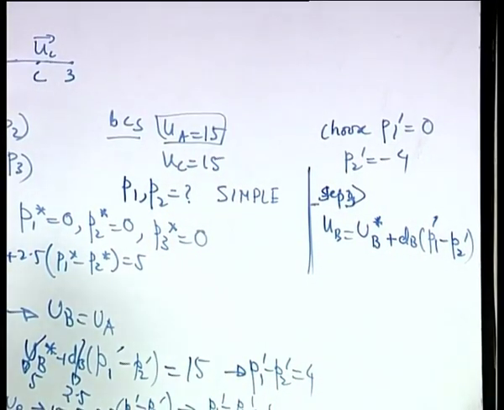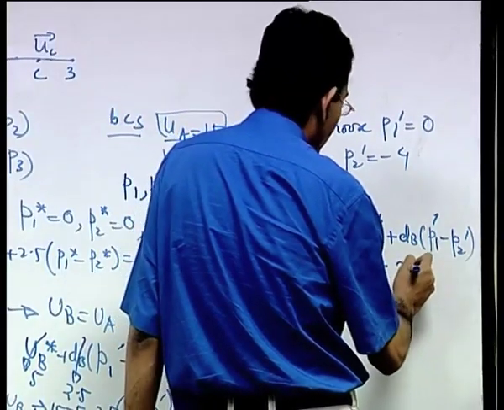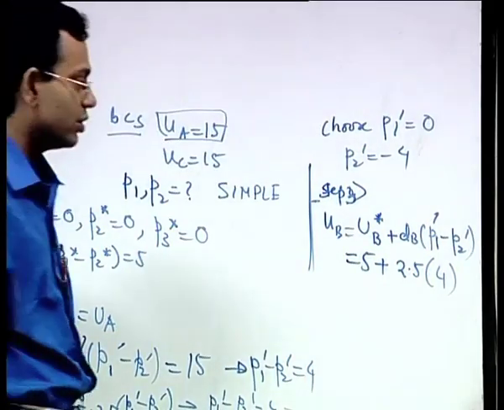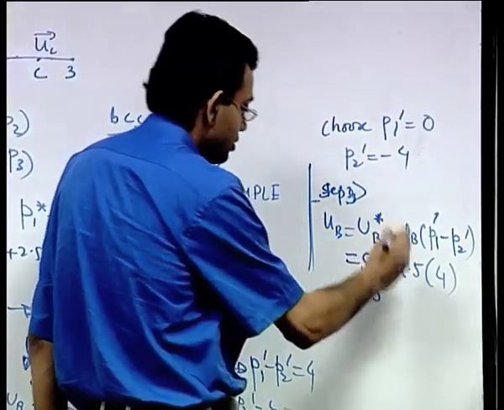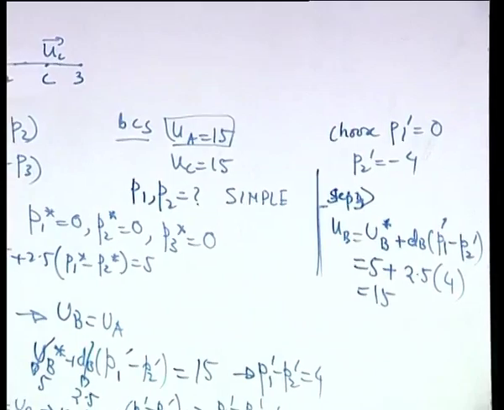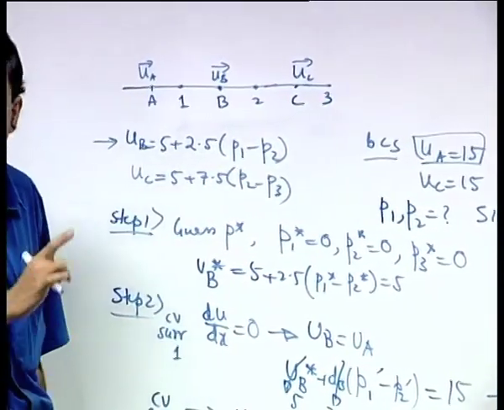So ub star is 5, db is 2.5 and p1 dash minus p2 dash is 4. So this makes it 15. Without testing anything you can readily check for this problem that ua equal to 15, ub equal to uc equal to 15 and now ub equal to 15. So for one dimensional flow u is a constant, so in one step it has just converged.